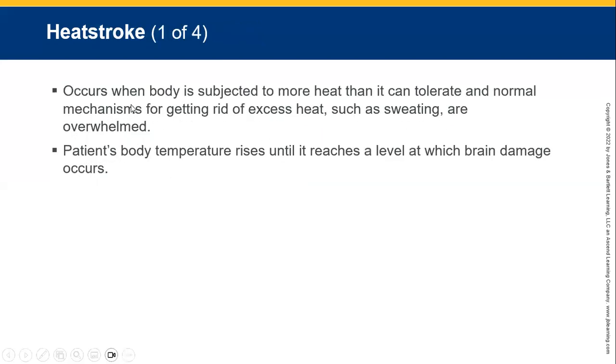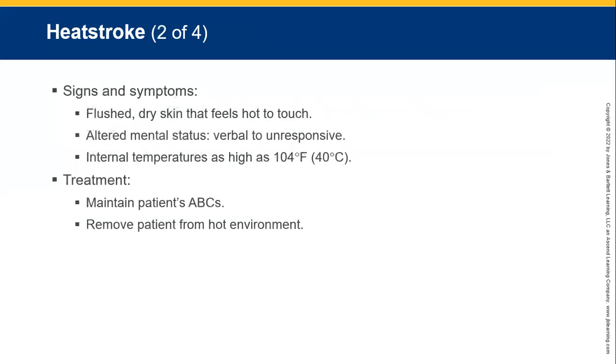Heat stroke occurs when the body is subjected to more heat than it can tolerate. Normal mechanisms of getting rid of excess heat, such as sweating, are overwhelmed. The patient's body temperature reaches a level at which brain damage occurs. When the body temperature, measured rectally, goes above 40 degrees, there's a definite probability of damage to the body, the brain, things like that.